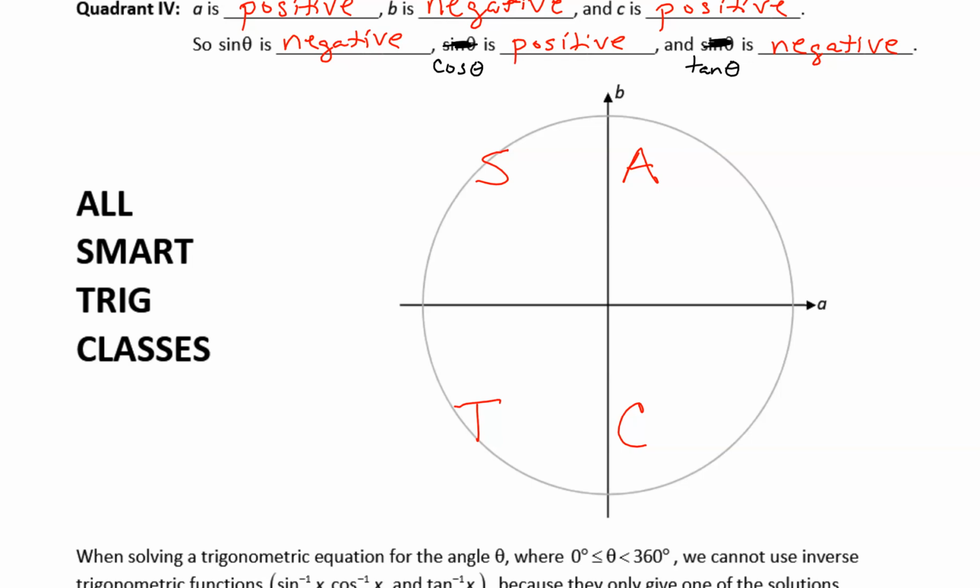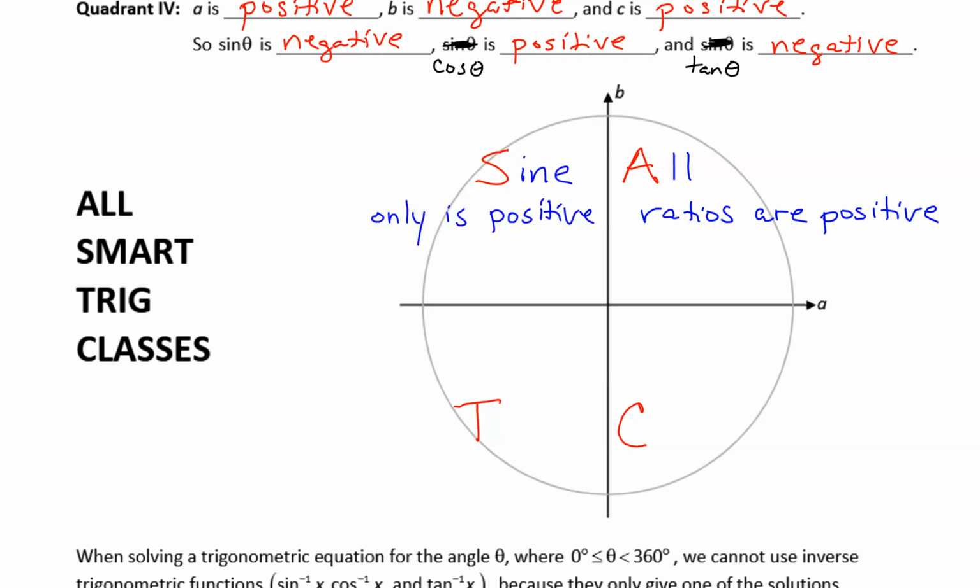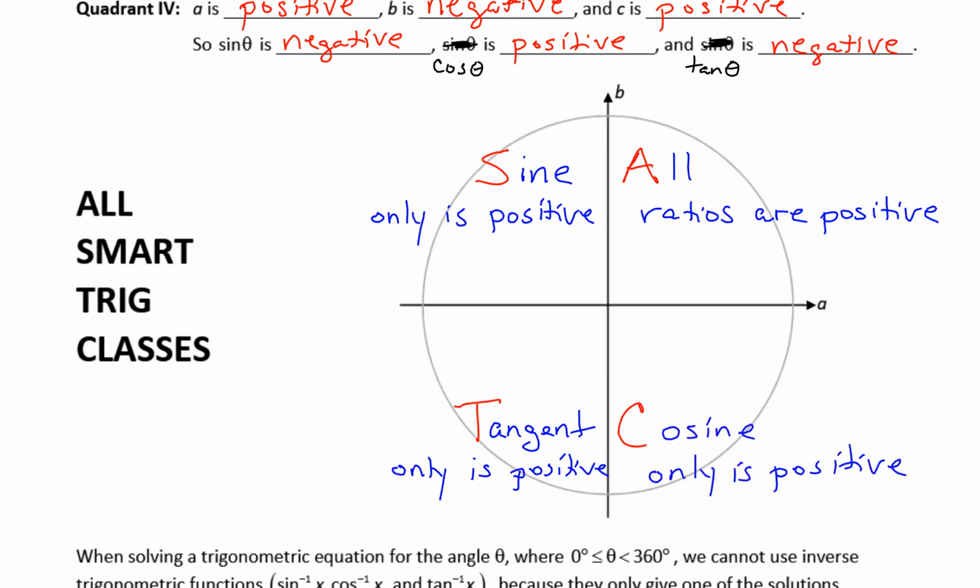The order of the quadrants is the same as the order in which angles rotate around the circle, 0 degrees to 90 degrees being in the first quadrant. Now I'm going to fill in letters after A, S, and TC. All ratios are positive in the first quadrant. Sine only is positive in the second quadrant. Tangent only is positive in the third quadrant. And cosine only is positive in the fourth quadrant.